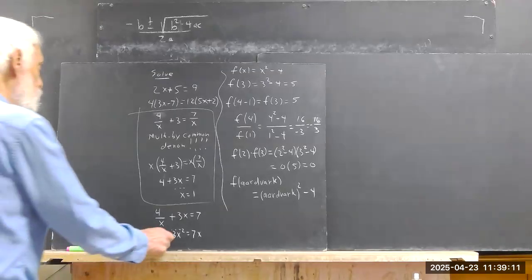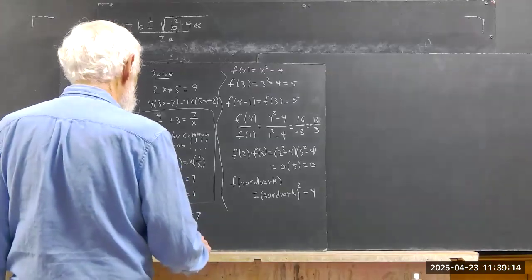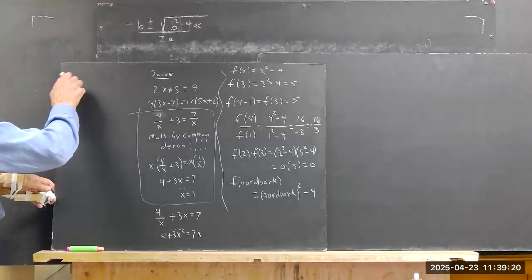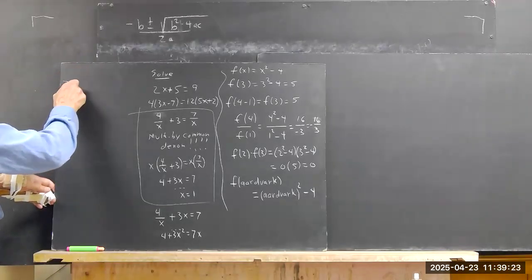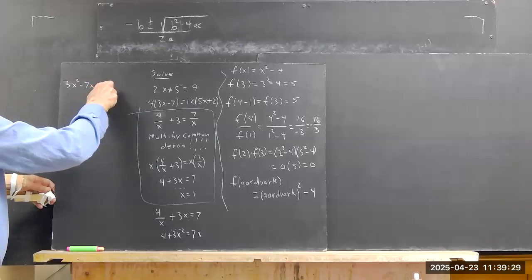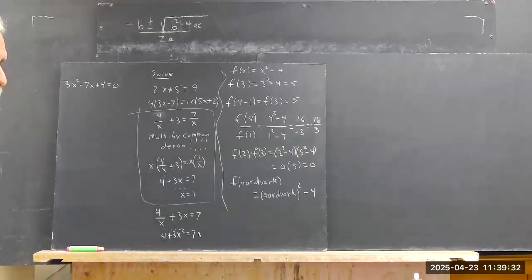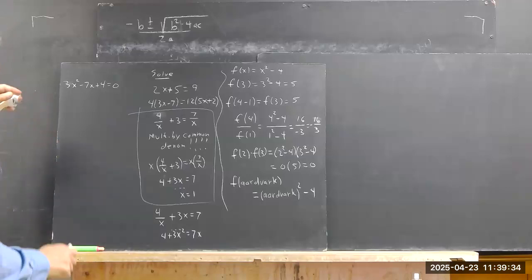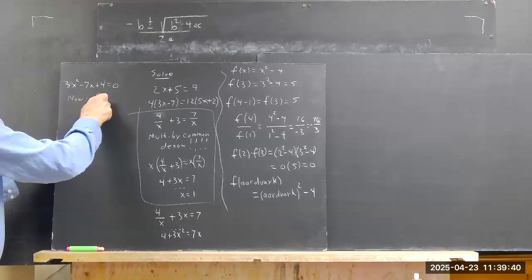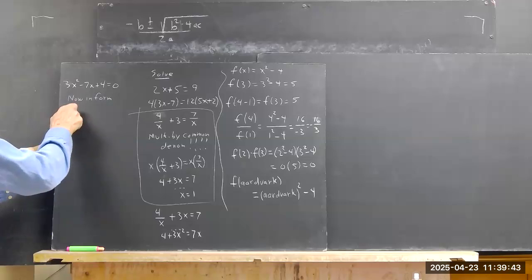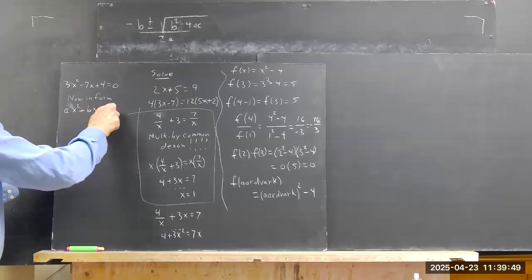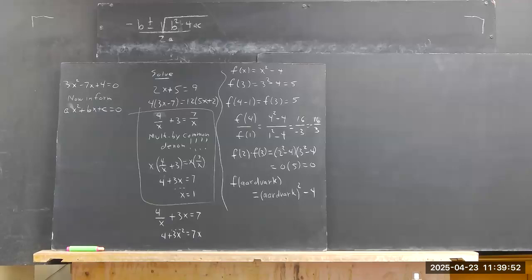Well, this equation could be written, subtract the 7x from both sides, it becomes 3x² minus 7x plus 4 equals 0. Now this equation, we're in the form ax² plus bx plus c equals 0.